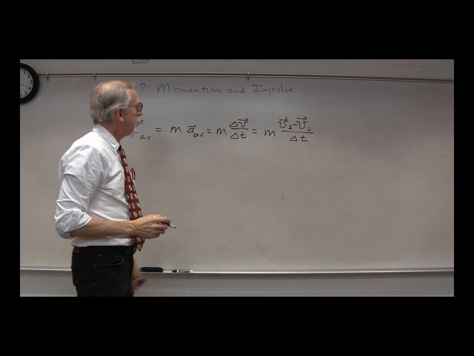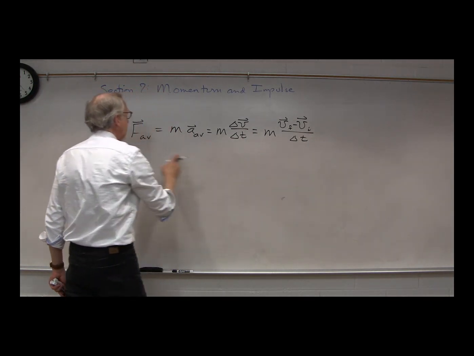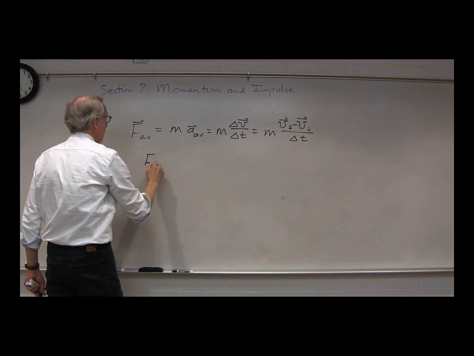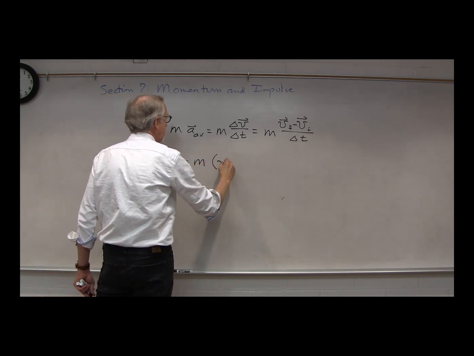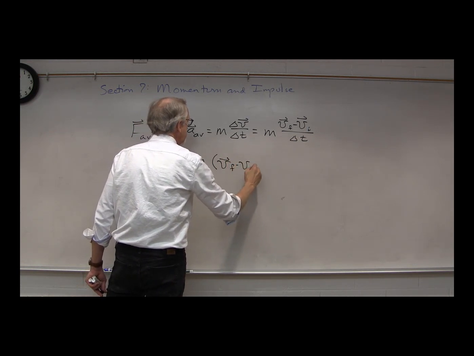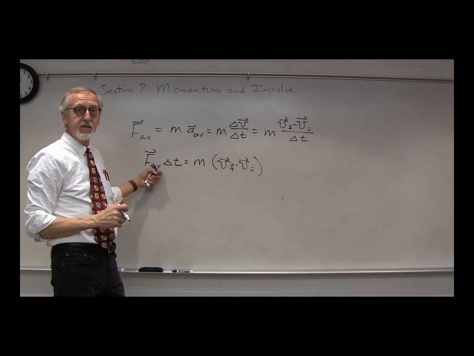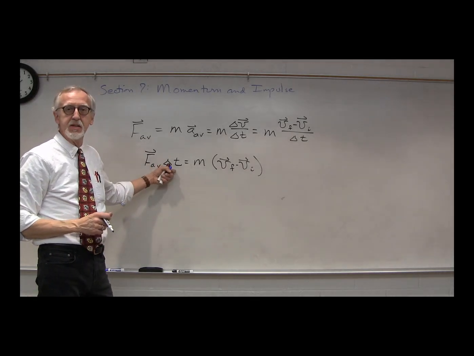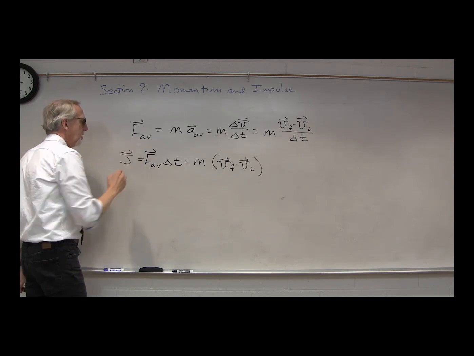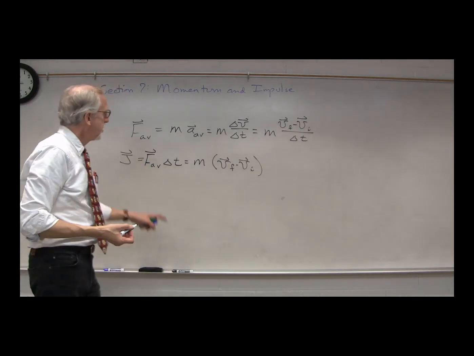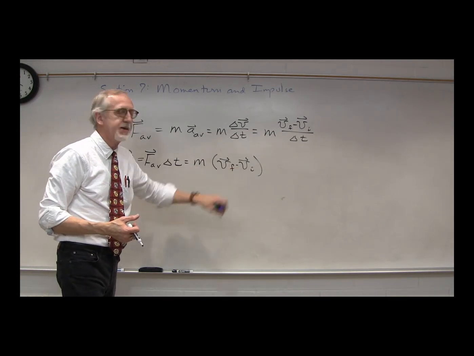Okay? Now, let's multiply both sides by delta t, and what do we get? Over here, we have F average times delta t equals m times (v final minus v initial). But what's that on this side? The average force times delta t, that's exactly how we define the impulse. So that's the impulse. So the impulse is equal to this thing over here, m (v final minus v initial).